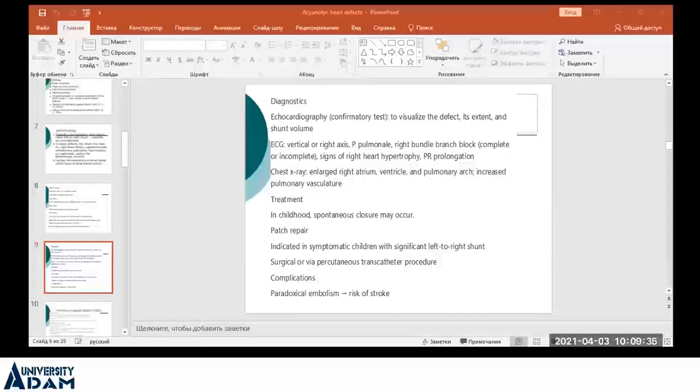Chest X-ray: enlarged right atrium, ventricle, and pulmonary arch, increased pulmonary vasculature. Treatment in childhood: spontaneous closure may occur. Repair is indicated in symptomatic children with significant left-to-right shunt, by surgical or percutaneous transcatheter procedure. This condition also has complications, such as paradoxical embolism, which increases the risk of stroke in babies.